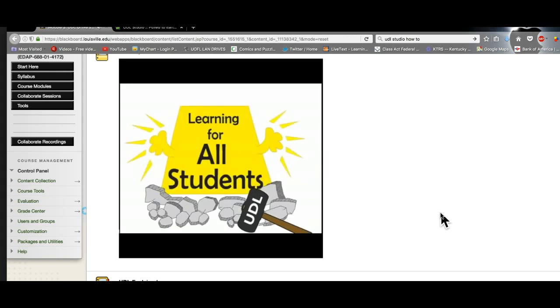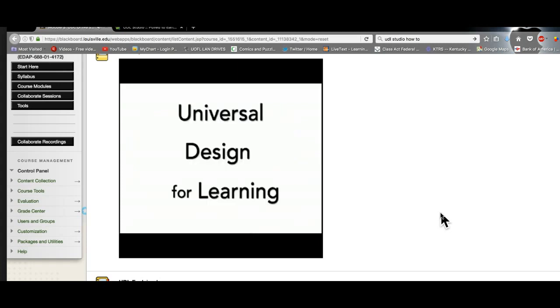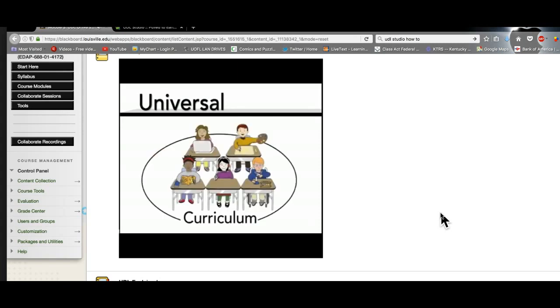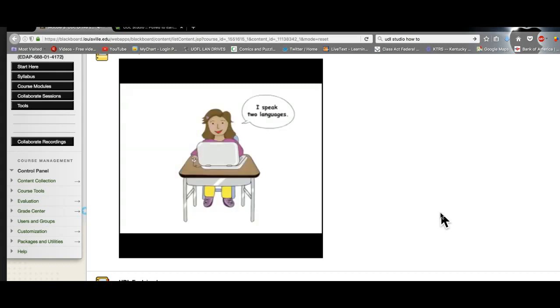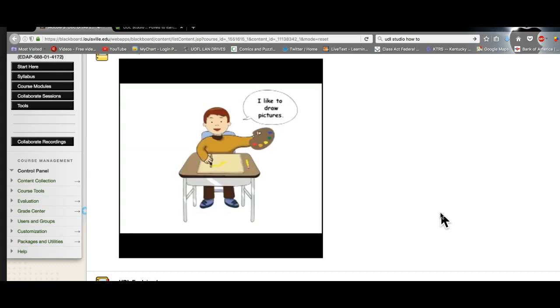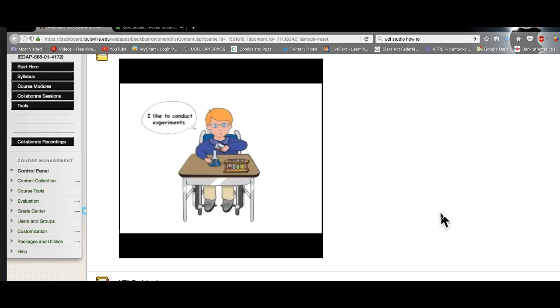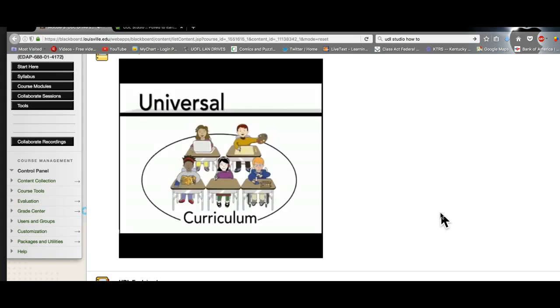Whoa, that's a fancy term. Universal design for learning. Let's unpack it a bit. Let's think about the word universal. By universal, we mean curriculum that can be used and understood by everyone. Each learner in the classroom brings her own background, strengths, needs, and interests. Curriculum should provide genuine learning opportunities for each and every student.